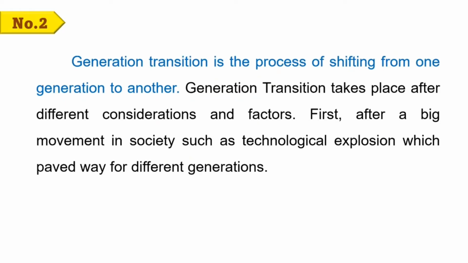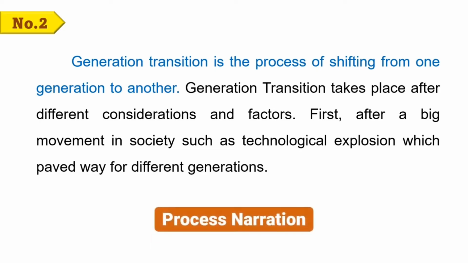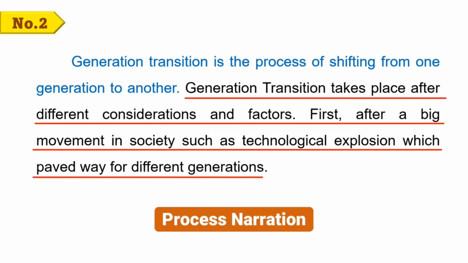Next example. Generation transition is the process of shifting from one generation to another. Generation transition takes place after different considerations and factors. First, after a big movement in society such as technological explosion, which paved the way for the different generations. The expanded definition is a process narration. Meaning, in-explain dito yung proseso kung paano nagaganap ang generation transition. As mentioned, generation transition takes place after a big movement in society such as technological explosion.